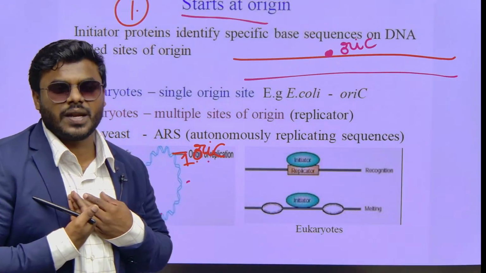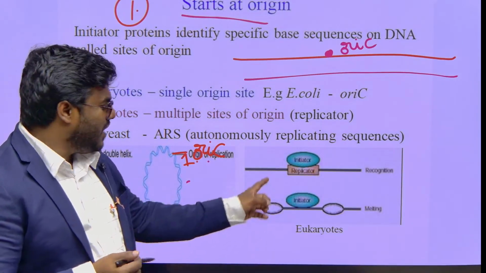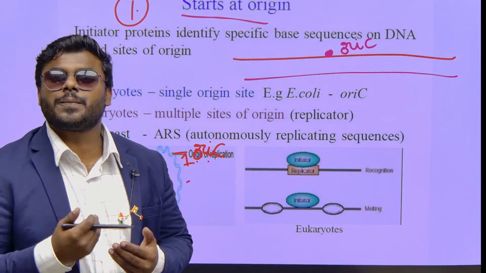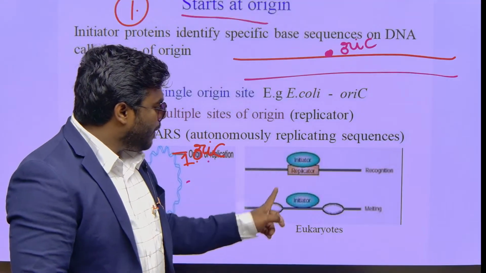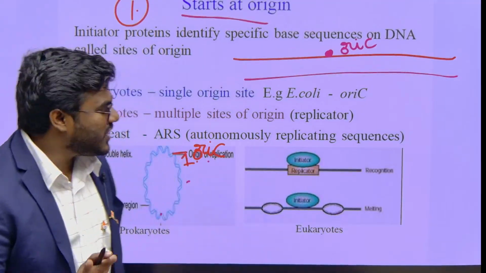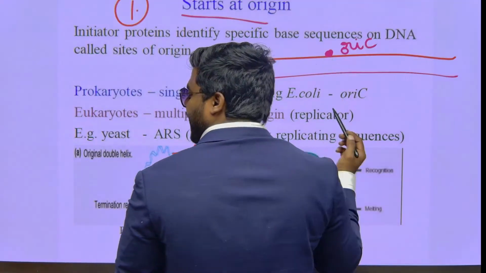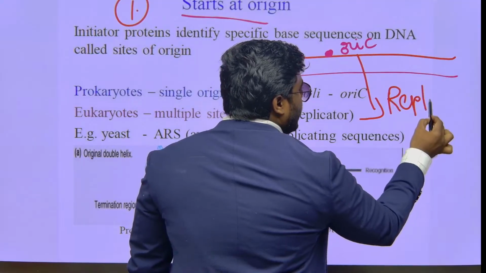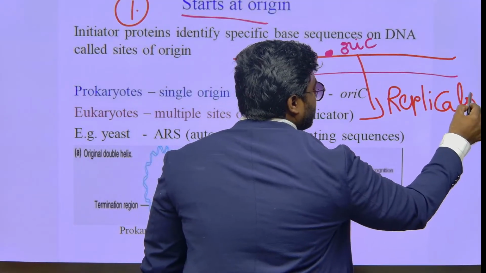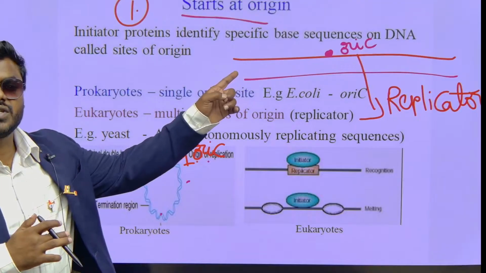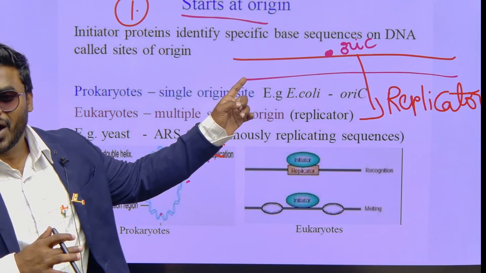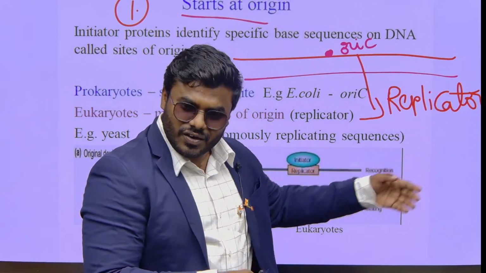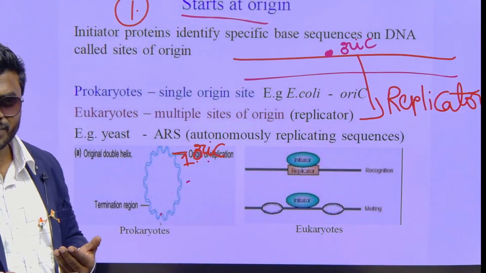Whereas we human beings, let's consider higher eukaryotes, one origin of replication is not at all sufficient to do the process of replication. We require multiple ORCs. Generally, friends, in eukaryotes, instead of the word ORC, we use the word replicator, because we have multiple sites, correct na?